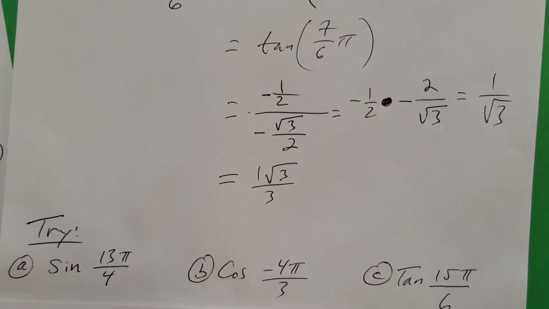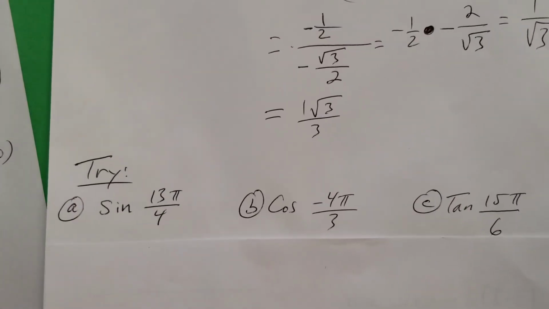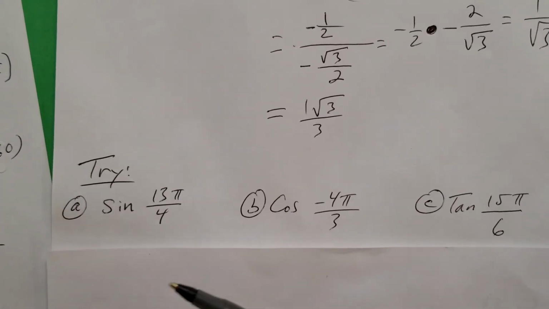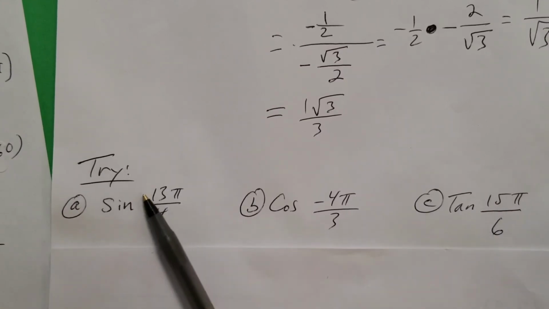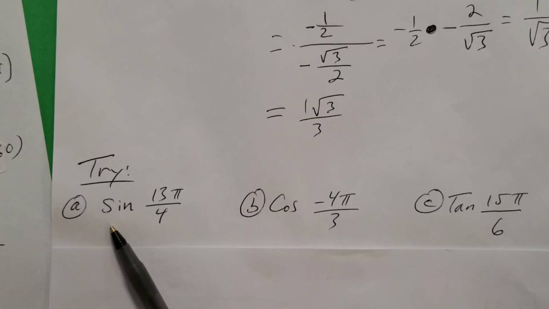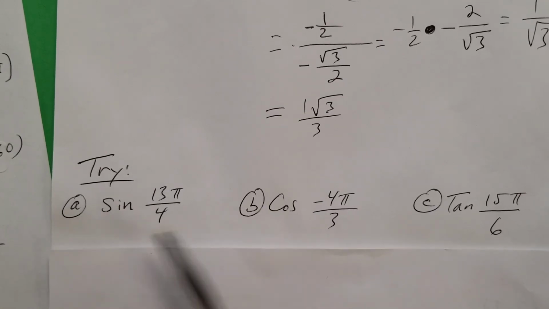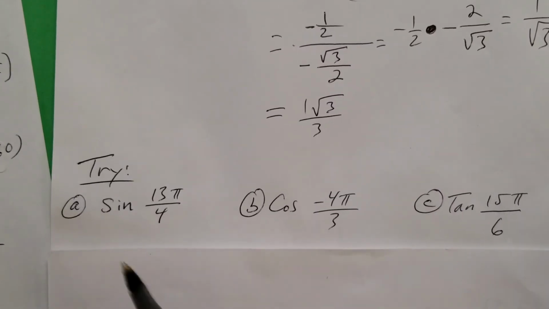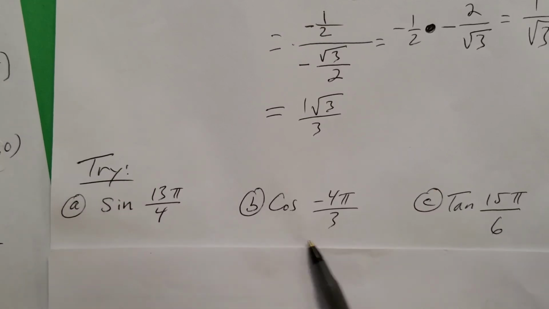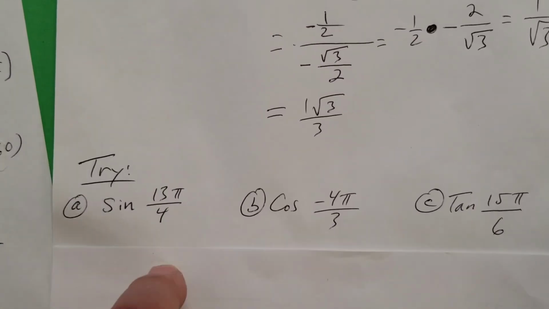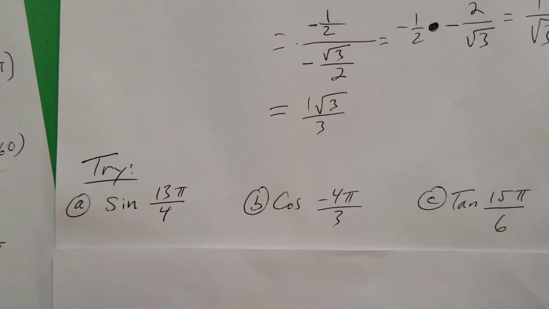So could you try these problems? Figure out the sine and the cosine of these angles. You shouldn't change them to degrees, but they're all 30, 60, 45 triangles. This is 45, this is a 60, and this is a 30. When you bring it down to the reference angle, you'll see that it's 45, 60, and 30. So do the best you can.